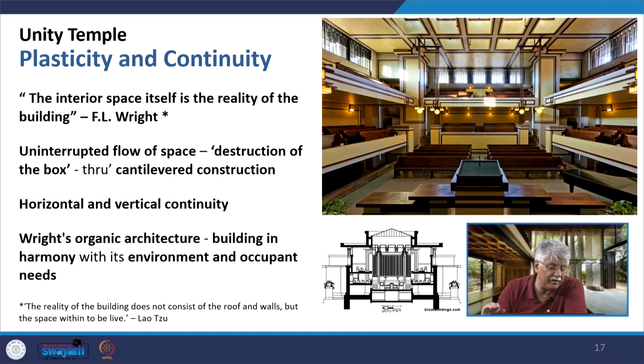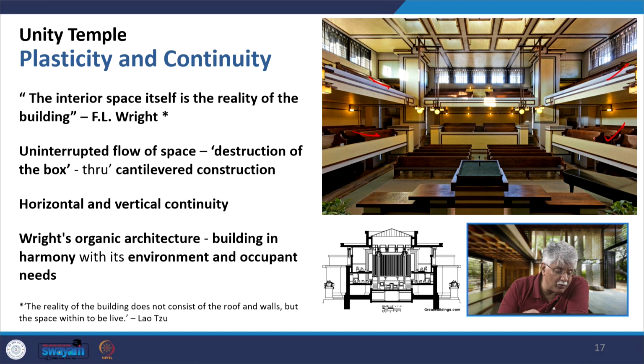Uninterrupted flow of space, destruction of the box through cantilevered construction. He was able to provide these, for example, different levels of sitting here by the use of concrete and cantilever. And so from this building onward starts the whole fascination and use of cantilevers by F.L. Wright in his buildings. One of the modern architects who made maximum use of cantilevers in his design was F.L. Wright.